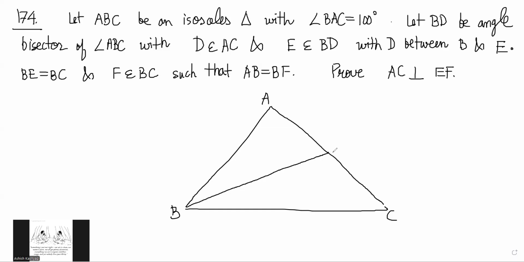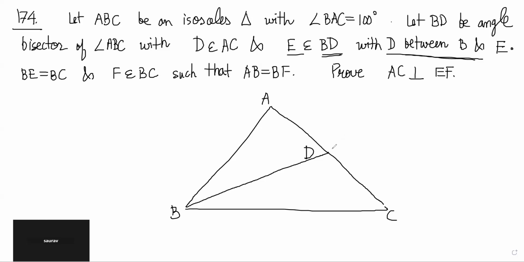D lies on AC and E lies on BD, with D between B and E. Okay, so this point is called D, and E is somewhere outside, by the way. That is what he means. E lies on the line segment BD with D between B and E. Do you understand what I'm saying?